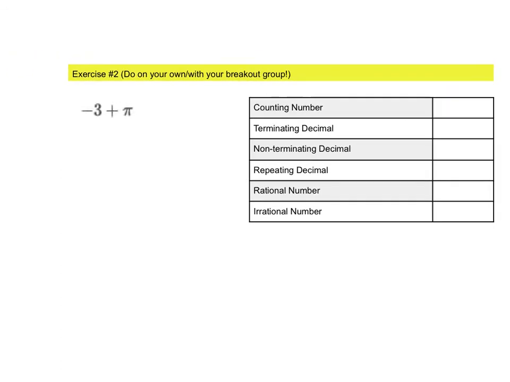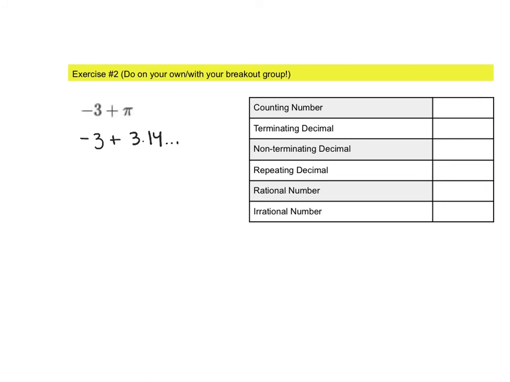All right, this next one you have negative 3 plus pi. So we have negative 3 plus 3.14 dot dot dot. It goes on forever. So go ahead and think about this, and we will go over it in about 30 seconds after you mark your boxes to the right with what you believe it should be classified as.